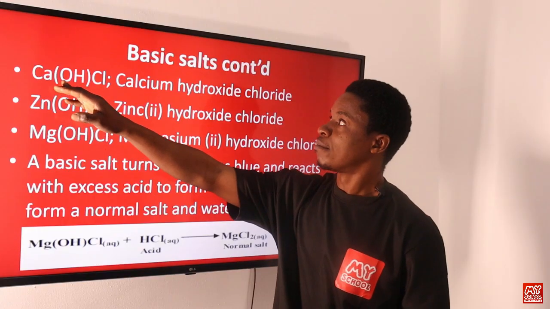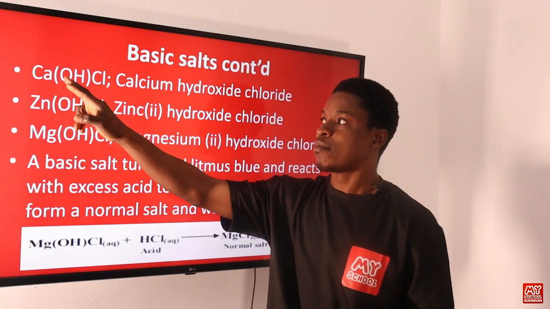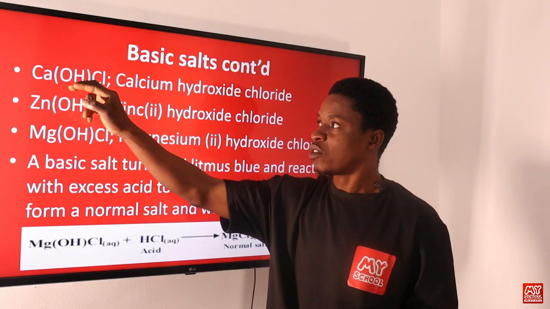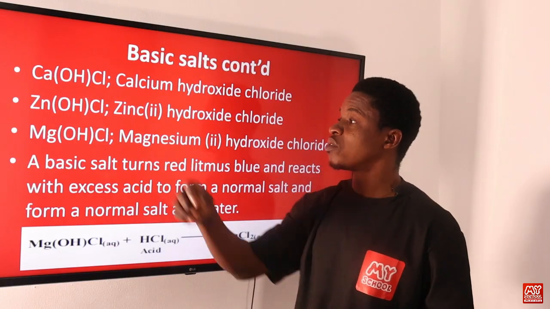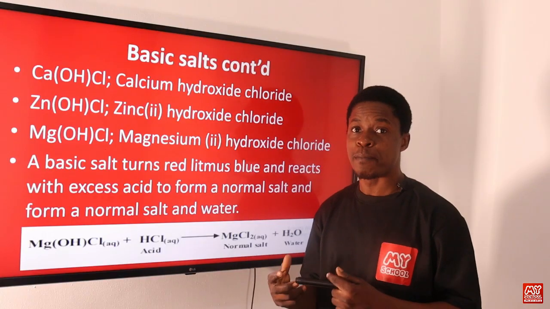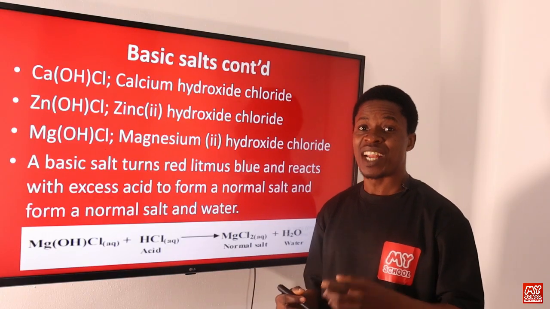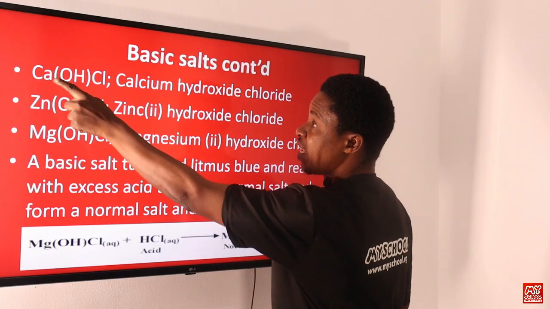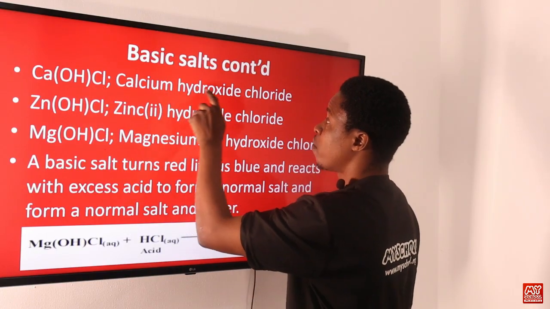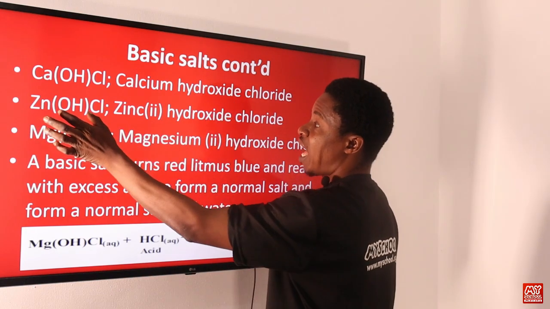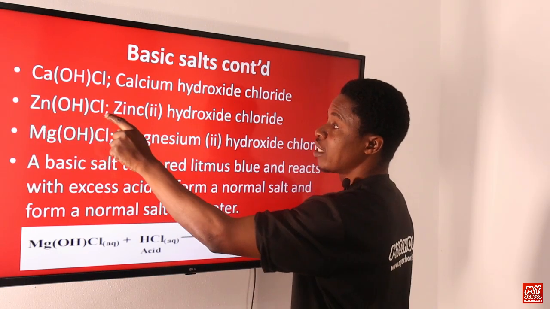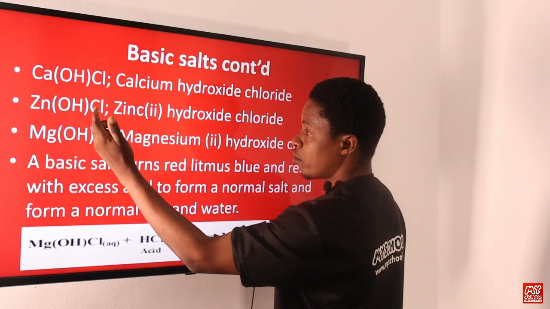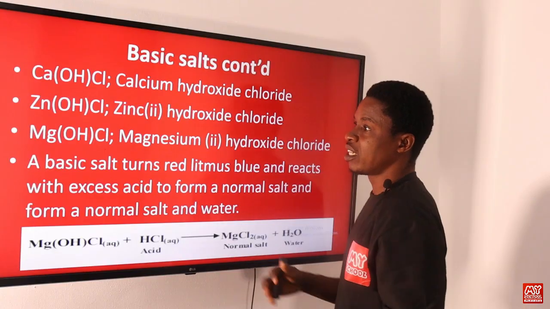These are examples of basic salt. You can see it. Calcium hydroxide chloride. You can see this OH present here, okay? Once you see the OH present, it shows you that it is a basic salt. Remember, bases usually have hydroxyl ion as their only negative ion when dissociated in aqueous solution or in water. So CaOHCl, that's calcium hydroxide chloride. We have zinc hydroxide chloride, that's zinc 2 actually. Zinc hydroxide, you see the OH present there. You have magnesium hydroxide chloride, okay?